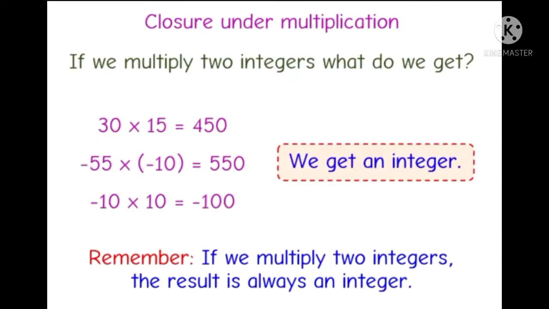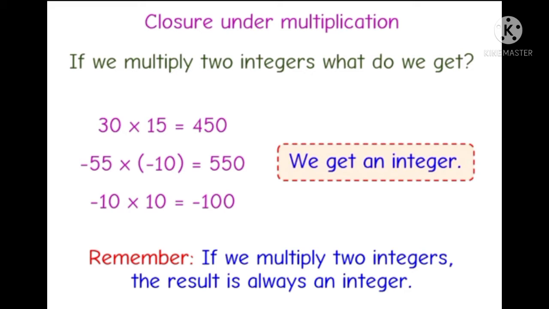Next one, properties of multiplication of integers. First property is closure under multiplication. Already we have learnt about closure under addition and subtraction. In the same way, if we multiply two integers, what do we get? Yes, the result is also an integer.